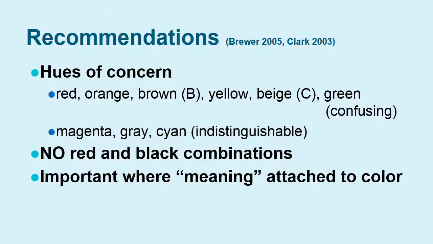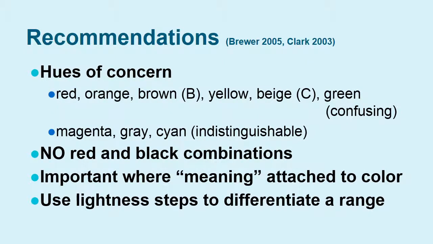And where does color matter? It matters where you are trying to put meaning attached to that color, right? Darker value, darker color, higher value kind of meaning. But one of the things you can do is, if you have a color that you can use, vary the lightness steps, and you can use that to differentiate the range.